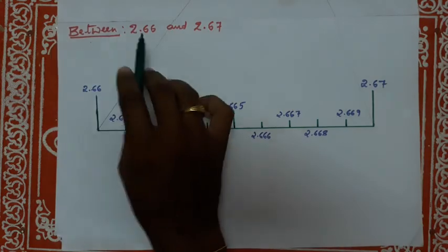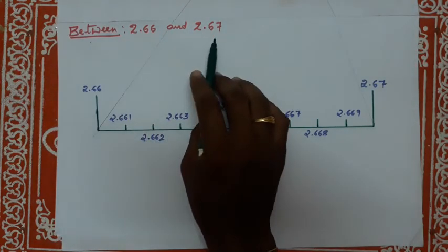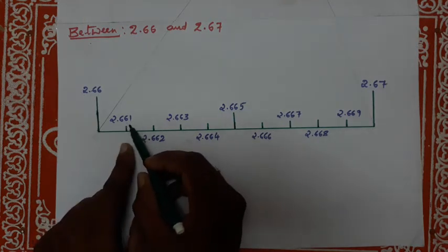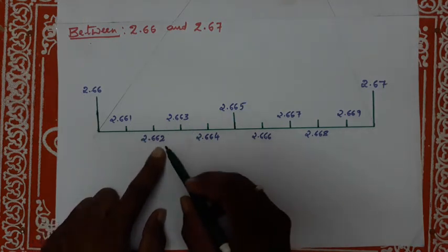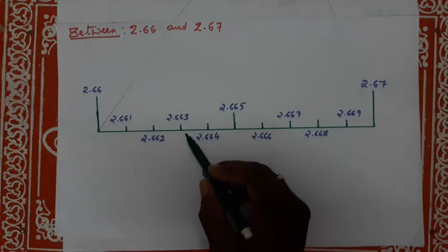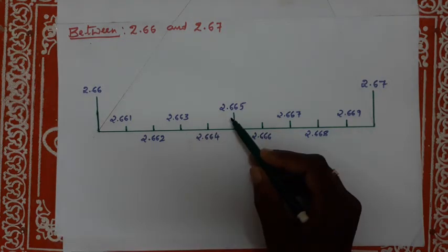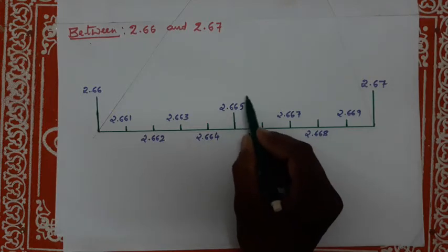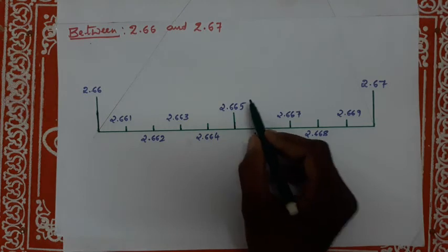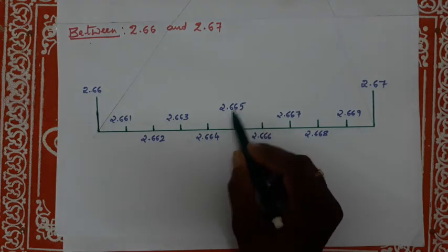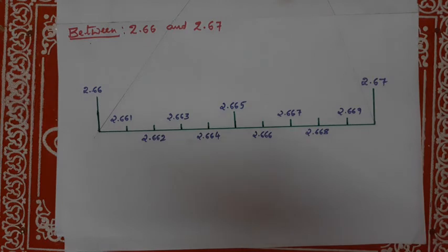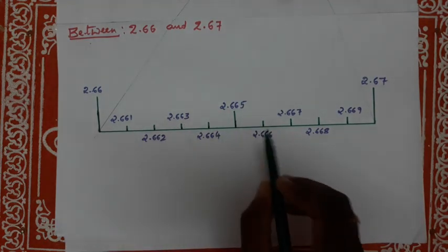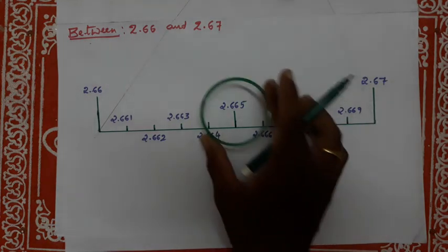See, now between 2.66 and 2.67, the first mark will represent 2.661, then 2.662, 2.663, 2.664 and 2.665. Finally, we have located 2.665. It is the fifth mark in these subdivisions. See here: 1, 2, 3, 4, 5. The fifth mark is in these subdivisions.